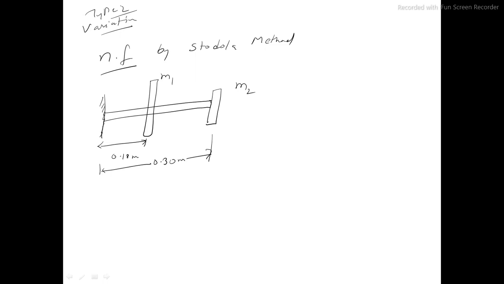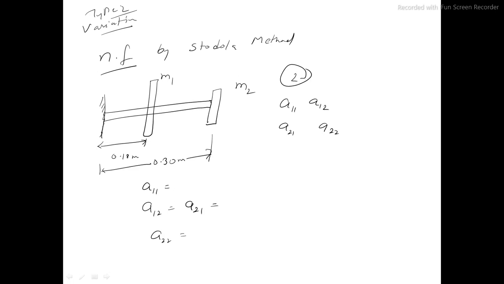First of all, as you see, it is a 2 degree of freedom system. So you will write the influence coefficients like this. These are the 4 influence coefficients you have to calculate: a11, a12, a21, a22. You have to write it like this.